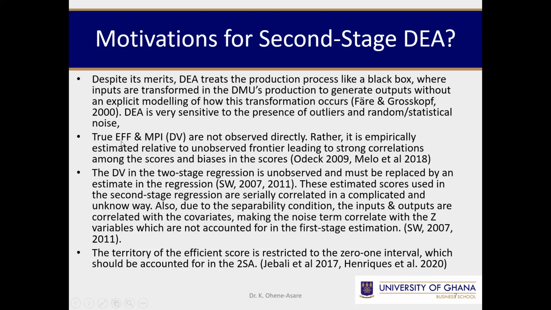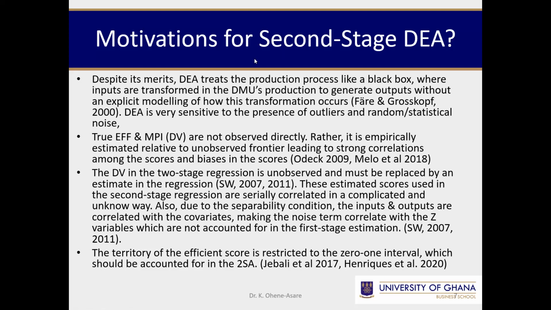The other reason why we need the second stage is that the efficiency scores or the productivity scores, which become the dependent variable, listen, please. These dependent variable efficiency scores or the productivity estimates are not directly observed. You see, in a regression, you observe the data, don't you? In a regression, you have some data that you observe.